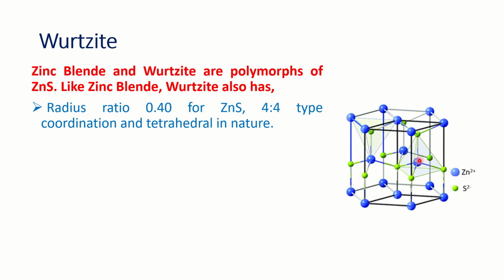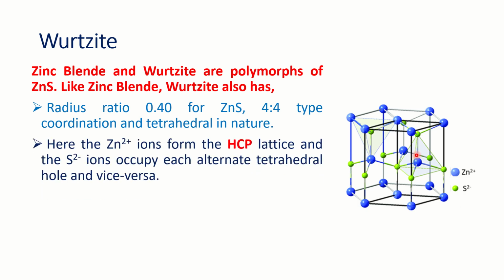And this zinc is tetrahedrally surrounded by four nearest sulfides. On the other hand, this sulfide is also surrounded tetrahedrally by four nearest zinc 2 plus ions. Here, the zinc ions form the hexagonal close packed lattice, and the sulfide ions occupy each alternate tetrahedral hole, and vice versa.